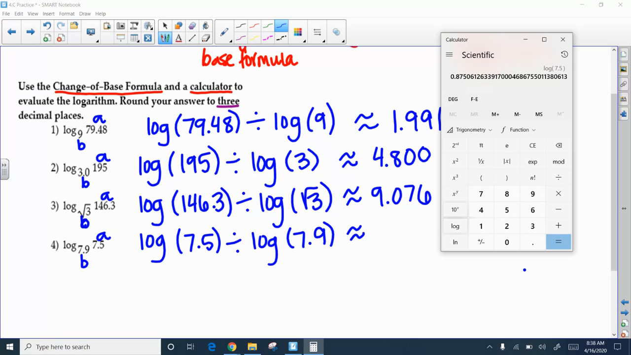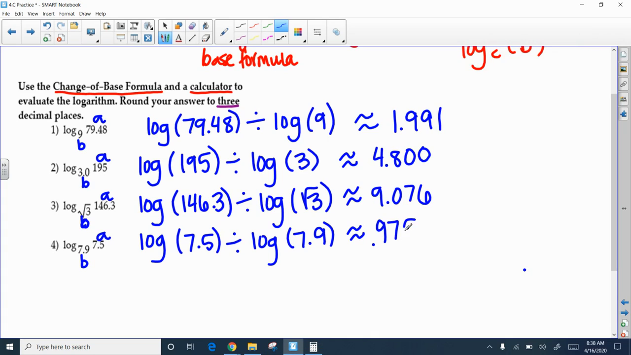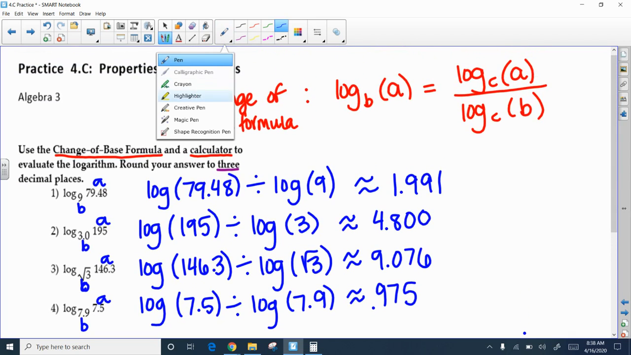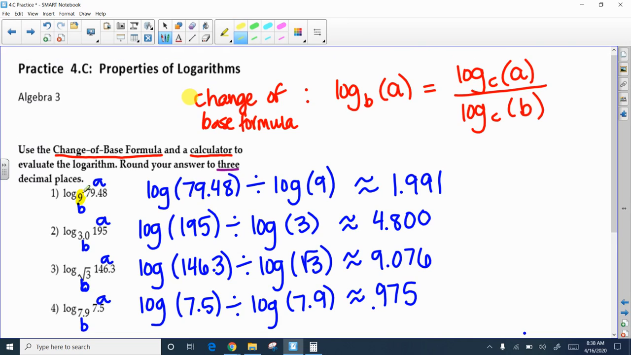Excuse me. Log of 7.5 divided by log, oops, I entered that in wrong, log of 7.9 equals approximately 0.975 if I round it to 3 decimal places. All right, so that is using the change of base formula, which we have to use anytime there's a base that's not a 10 or an e, like all of these.